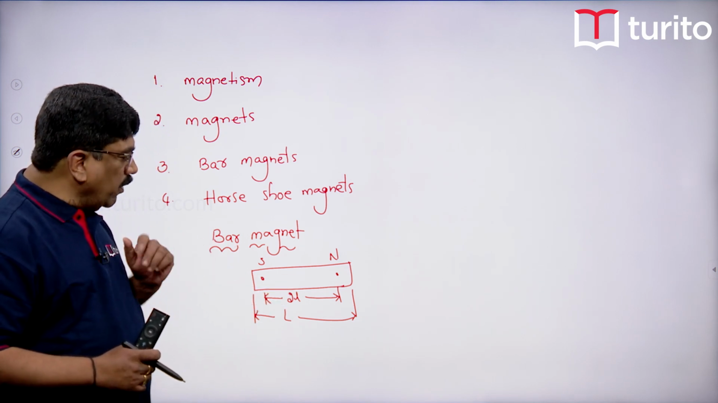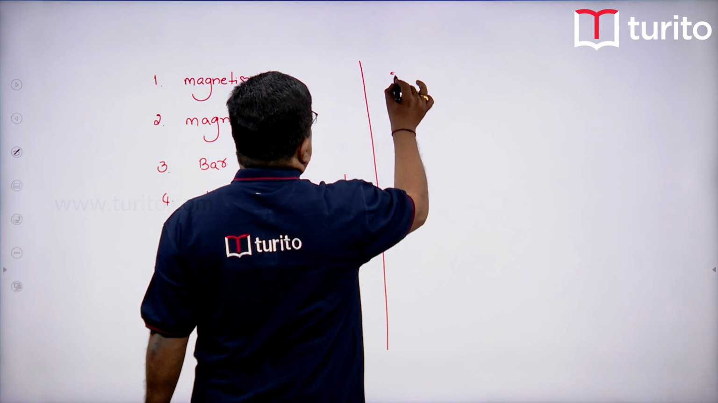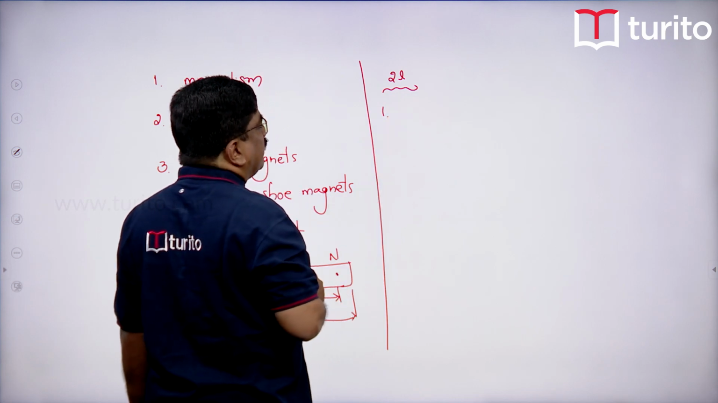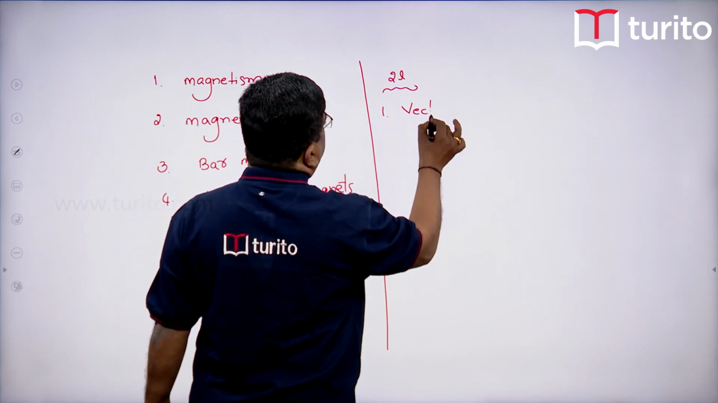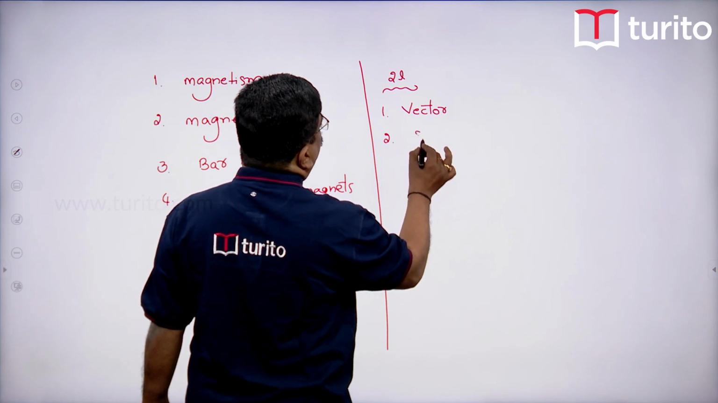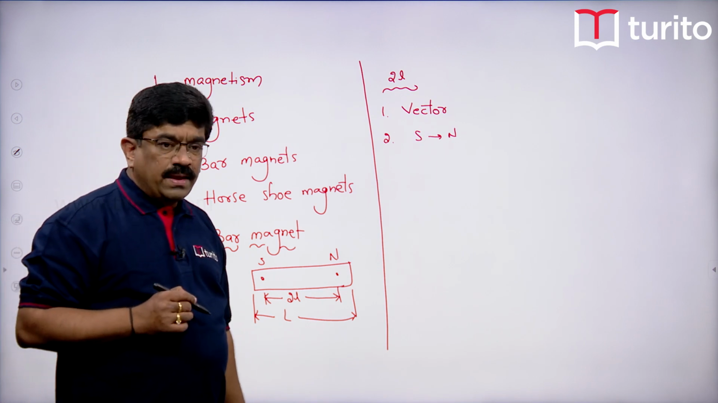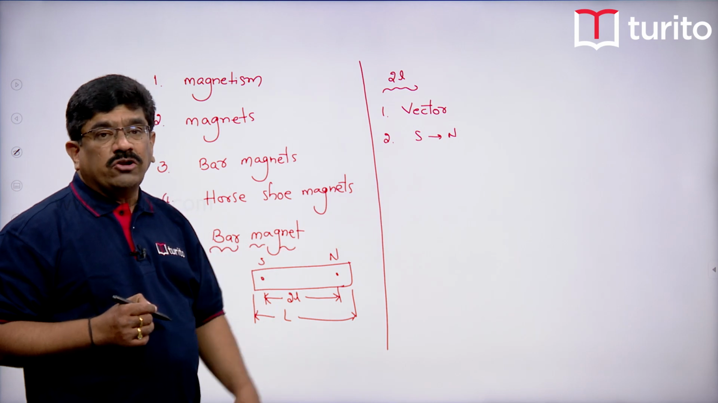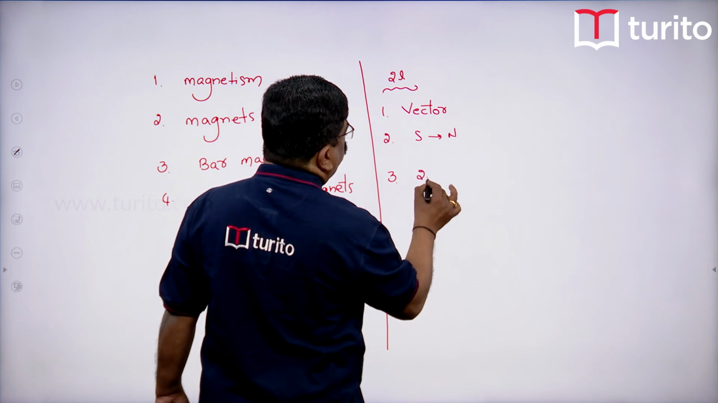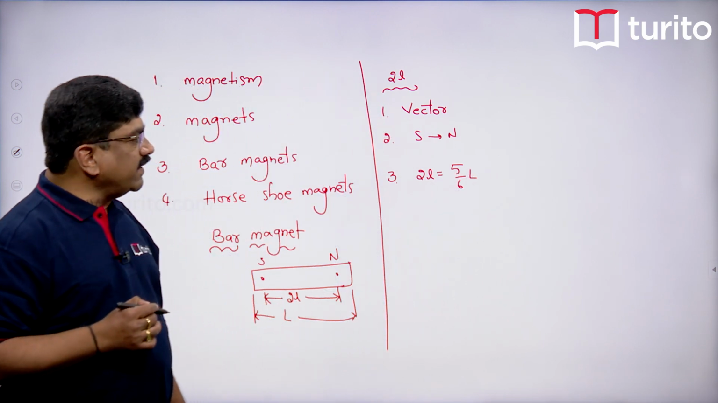Now some important points related to magnetic length 2L. Number 1, magnetic length is a vector quantity, which has both magnitude and direction. The direction of magnetic length is from the south pole to the north pole of the magnet. And we can consider magnetic length 2L equal to 5/6 of the geometric length, where capital L is the geometric length.